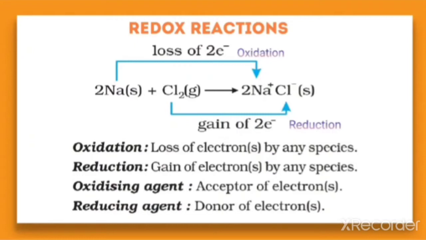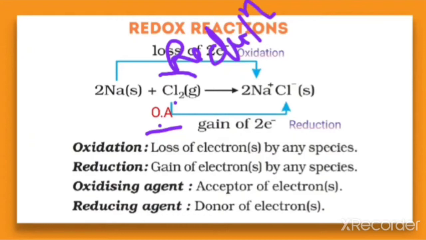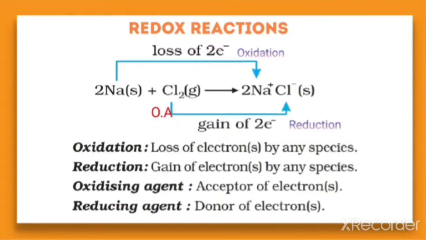Here chlorine is the acceptor of electrons, therefore chlorine is acting as the oxidizing agent. That means it helps in the oxidation, but itself is undergoing reduction. Because it helps in the oxidation, it is called the agent for oxidation, the oxidizing agent. Don't get confused here: chlorine is undergoing reduction, but it acts as the oxidizing agent. But what about the reducing agent? According to the definition, the donor of electrons is the reducing agent. Here, who is donating the electrons? Na is donating the electrons, therefore sodium is the reducing agent.